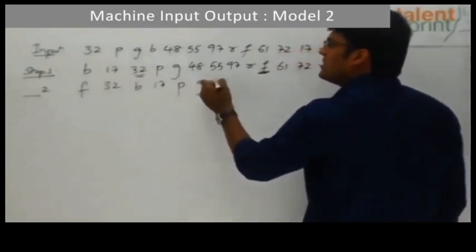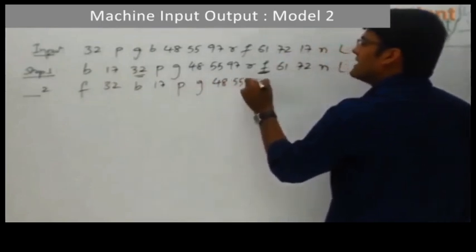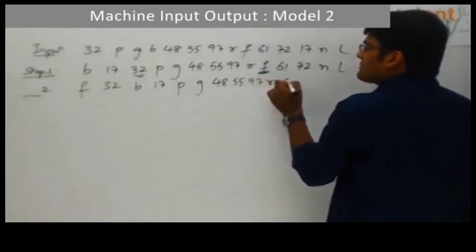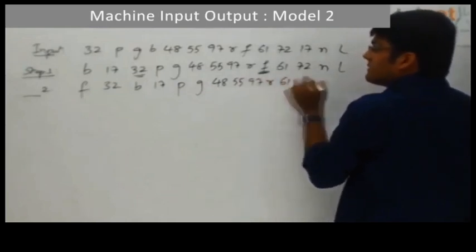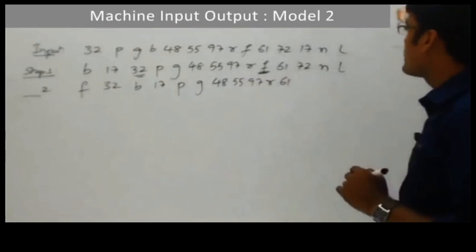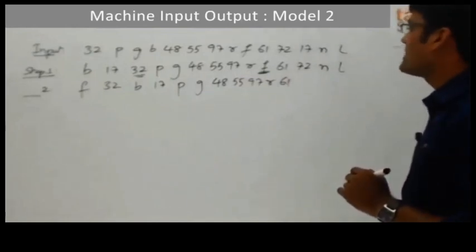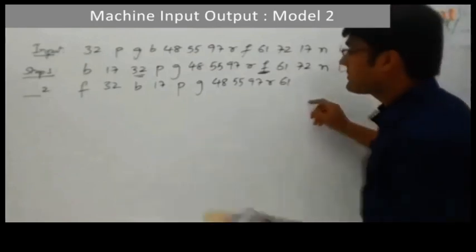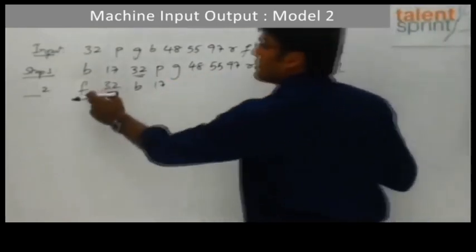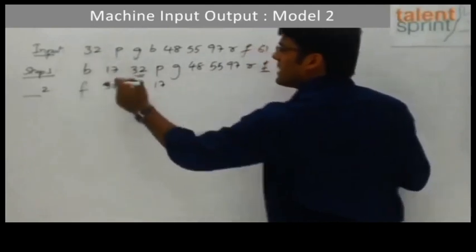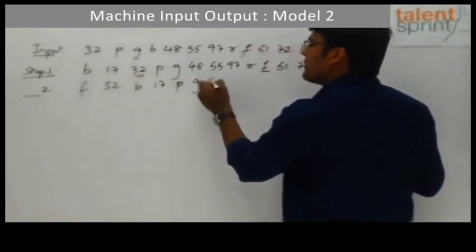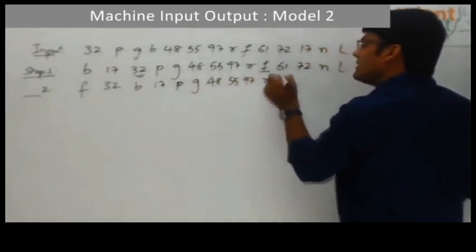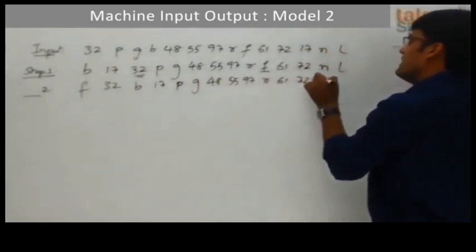Now P, G, 48, 55, 97, and understand R, 61. F is gone and 32 is gone. Let me just write it properly. Okay. So B and 17 has come here, 32 has come here. F. So P, G, 48, 55, 97, R, then 61, 72, N, L.